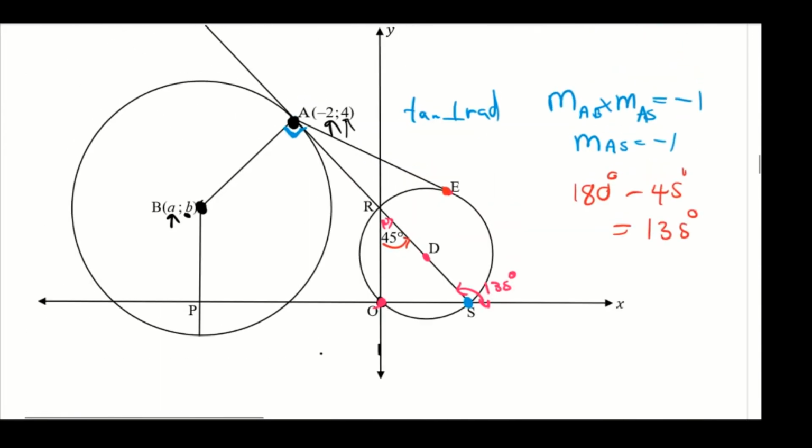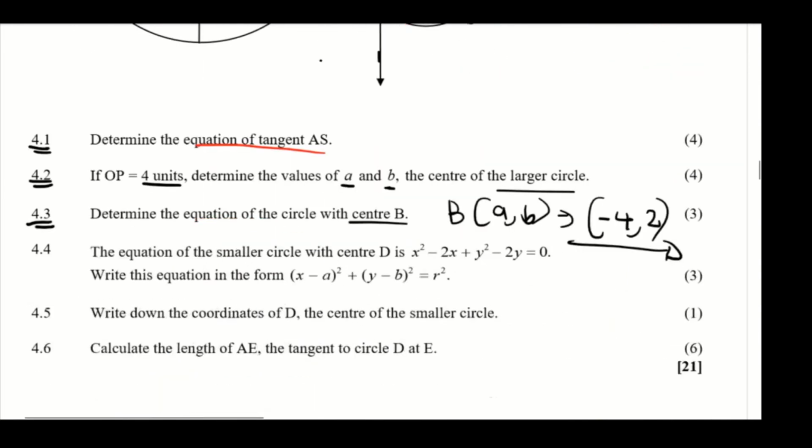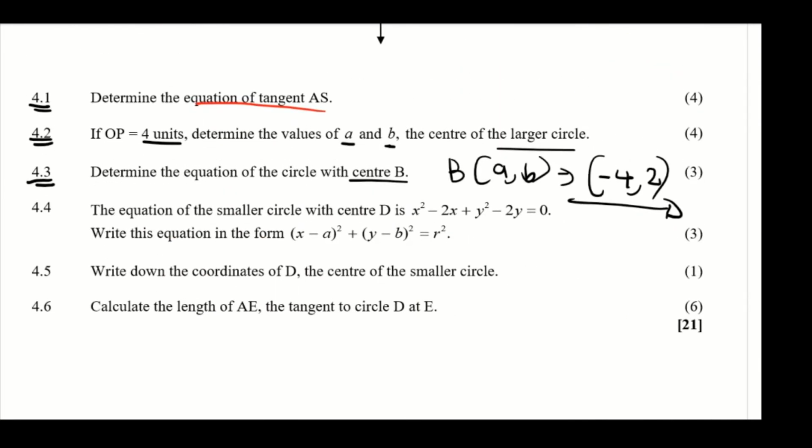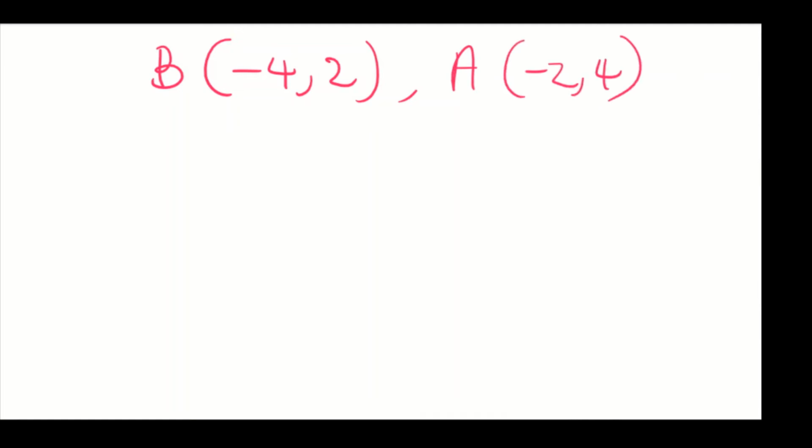If you take a look, the only thing that we have here is the center and the point. So we have the center B, which is minus 4 and 2, and we have this point here of A, which is minus 2 and 4. So we're going to use those two pieces of information to find the equation of the circle, the bigger circle with center B. So as I said, we have our coordinate of B, which is minus 4 and 2, right? And coordinate of A, which is minus 2 and 4. So we're going to use this to find our equation.